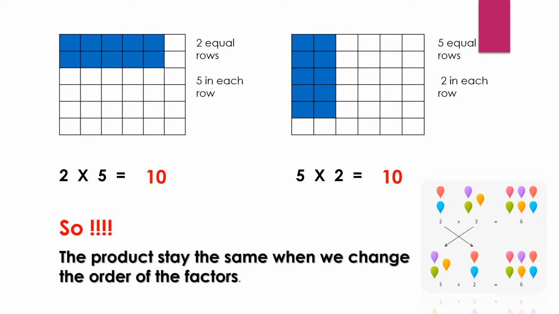As you see in the picture also, I have 2 balloons multiply 3 equal 6 in all. If I change the order between the two factors and I say 3 multiply 2, equal the same product. So the product stays the same when we change the order of the factors.